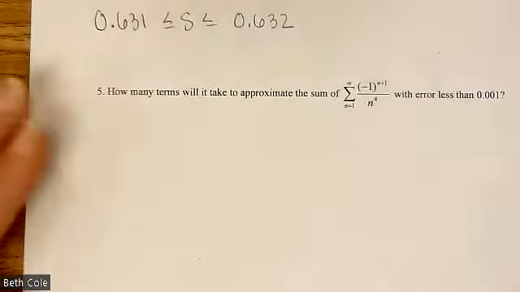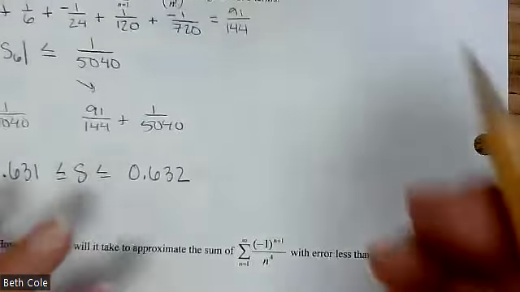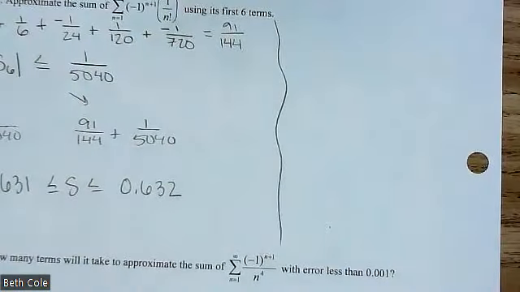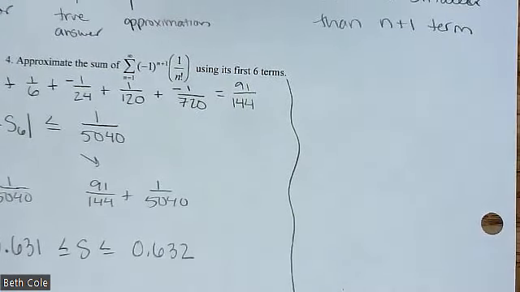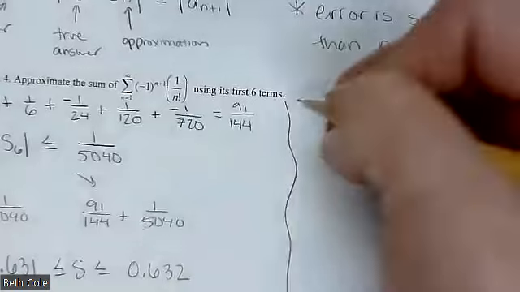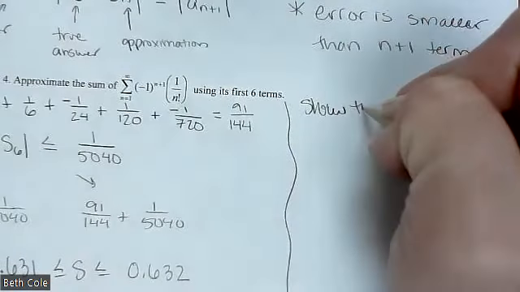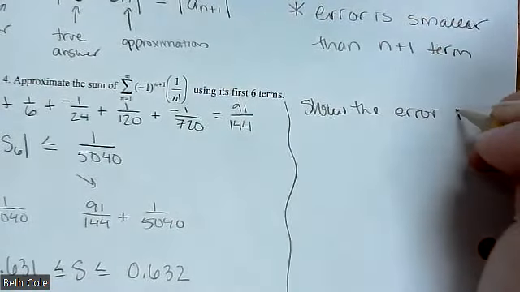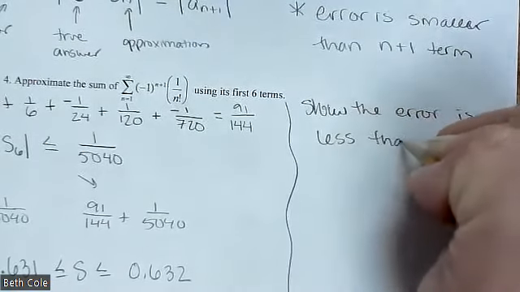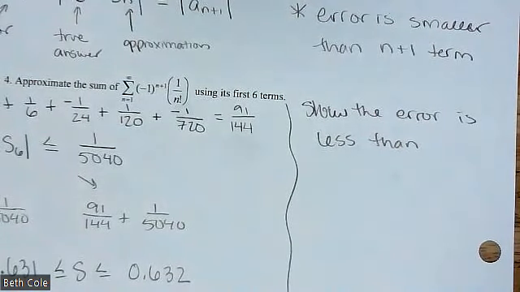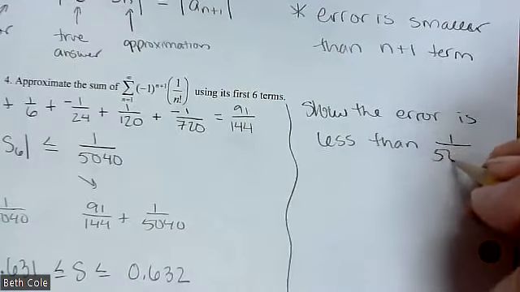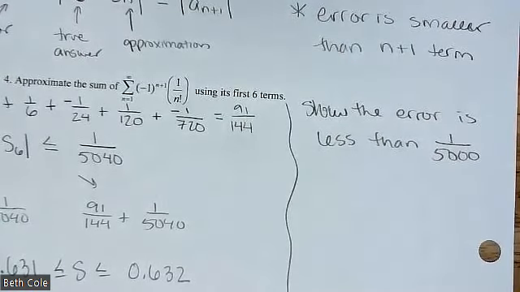Now, here's how this shows up on the AP exam. And this shows up often, and it's a really easy way to get 2 points because they usually make it worth 2 points. What they'll usually say is, show the error is less than, and then they'll give some arbitrary number, like in this case, probably 1/5000th. They'll say, using n being 6, show the error is less than 1/5000th.